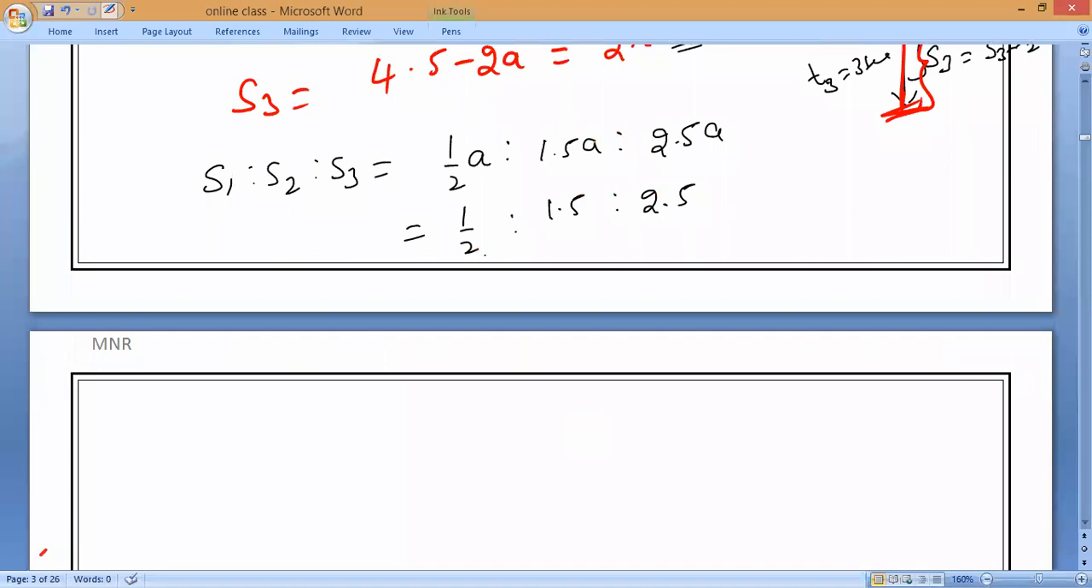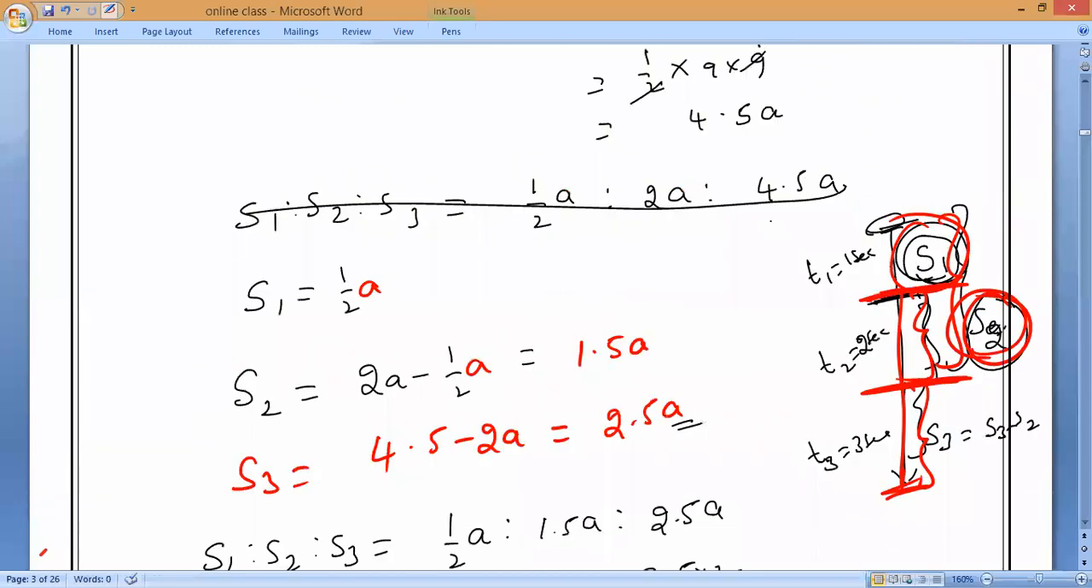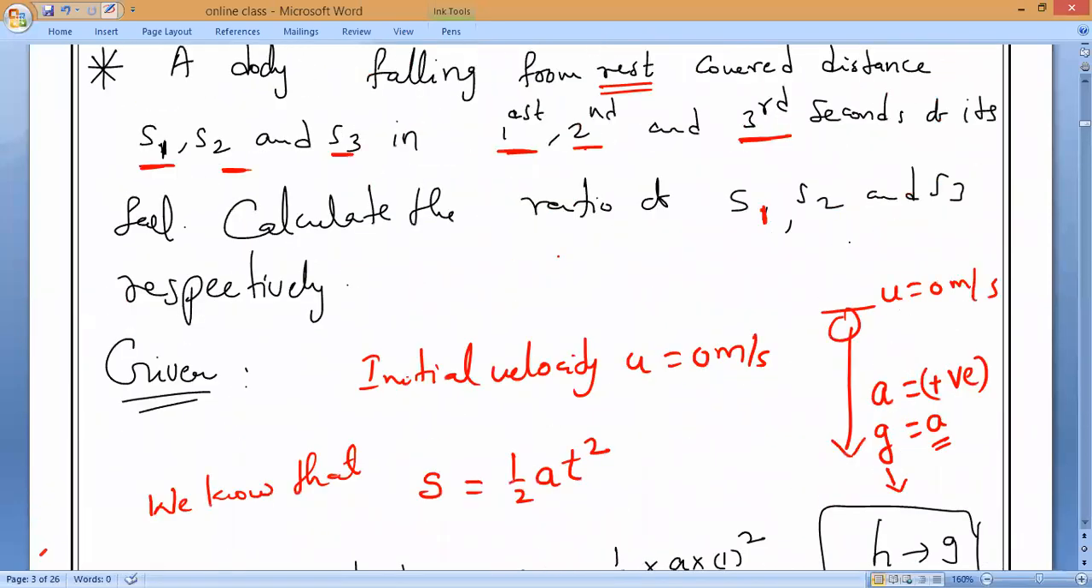By multiplying 2 with every number, you can make it into proper ratio. So 2 will get cancelled. So 1 is to 1.5 into 2, 3 is to 2.5 into 2, 5. So that is the ratio. So the distance traveled by a body, S1 is to S2 is to S3, is 1 is to 3 is to 5. Is it okay, everyone? Yes, please.